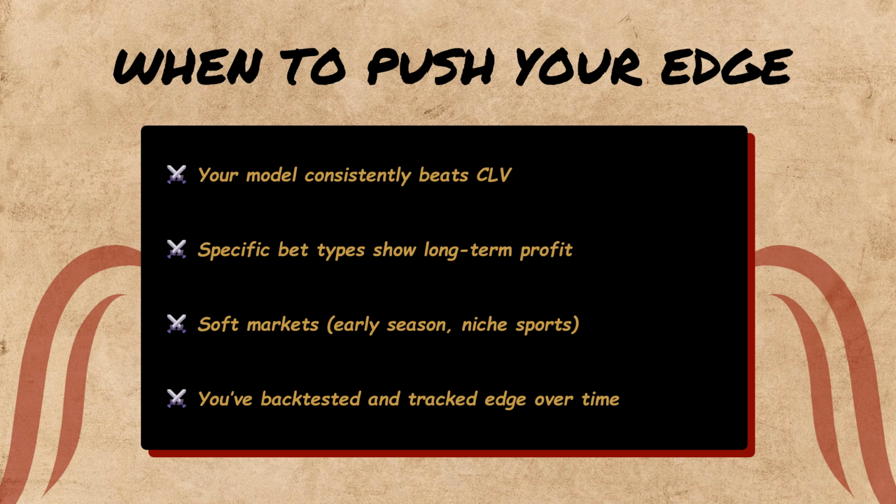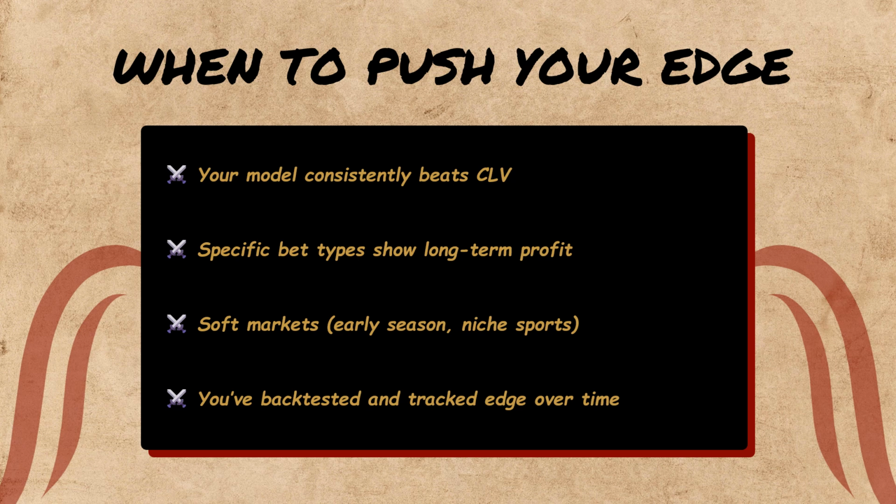Well, number one would be you're consistently beating closing line value. So if your bets are routinely moving the line in your direction, that's the market saying you are a sharp. And that's when you can start leaning a little bit heavier in your bet sizing. Number two would be you found specific bet types like props or even team totals that show a reliable return on investment. So you don't think you're good at them, you've got the numbers to prove it. And that's where smart bettors focus their firepower.